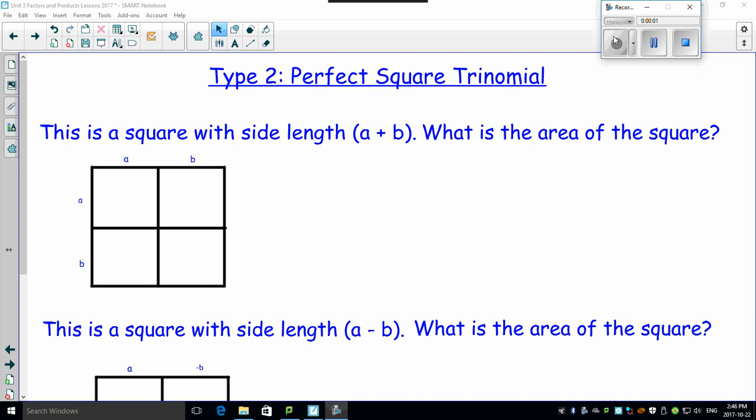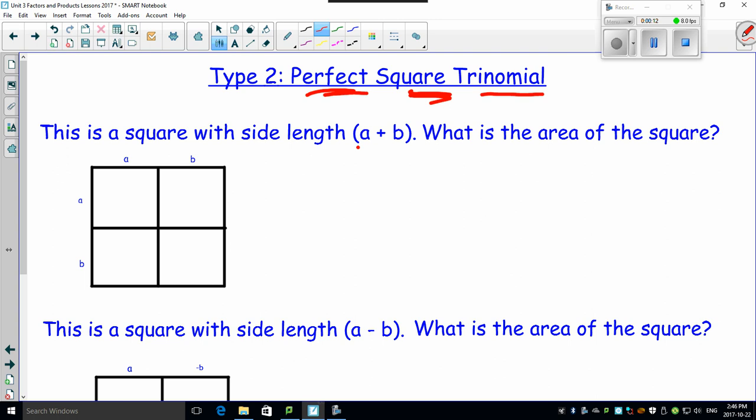I want to look at the next type of factoring, which is one of those special types of factoring. We did difference of squares, but now I want to look at something called perfect square trinomials. What do I mean by that? A perfect square is if you look at something that is an a plus b and we square it, we're going to get something. I want to show you what we get.